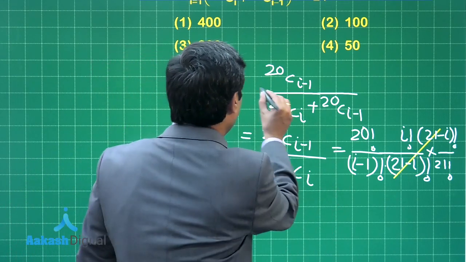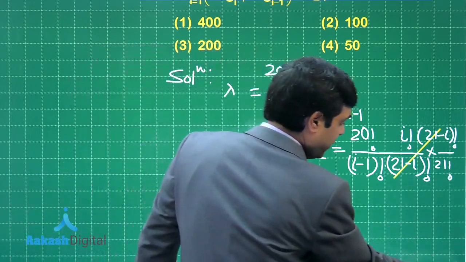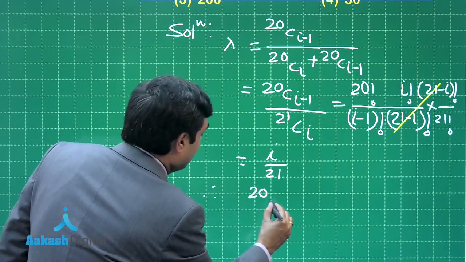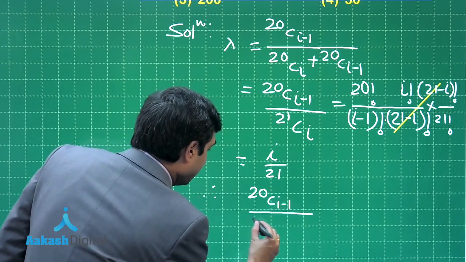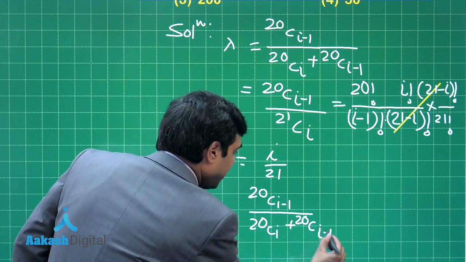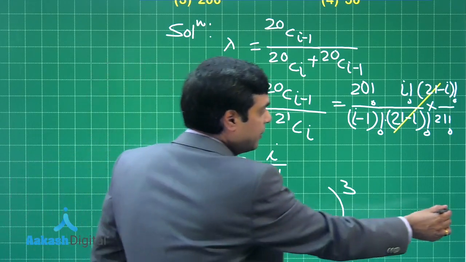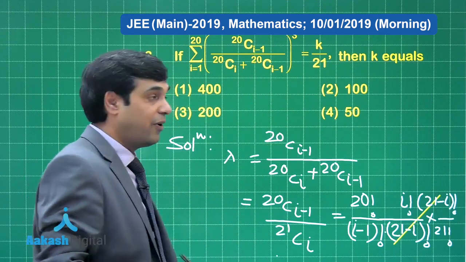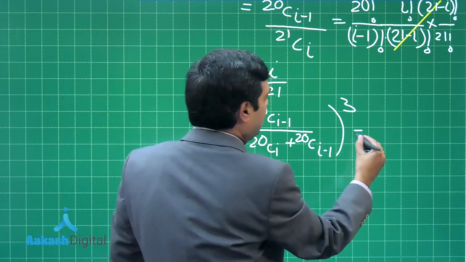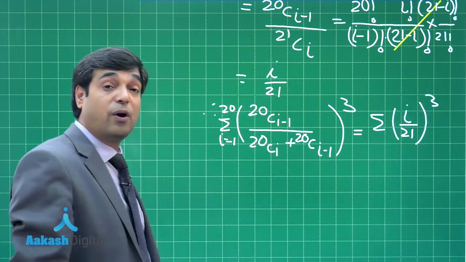Now, the question is looking for, let us consider this term as lambda. So, the question is talking about lambda cube with a summation. So, let us write down this term. Therefore, (20Ci-1 / (20Ci + 20Ci-1))³ and summation on it from i equals 1 to 20, right. So, let us sum this till 20, it is equal to summation (i/21)³, i is from 1 to 20.